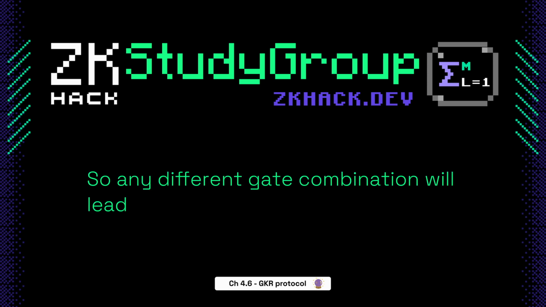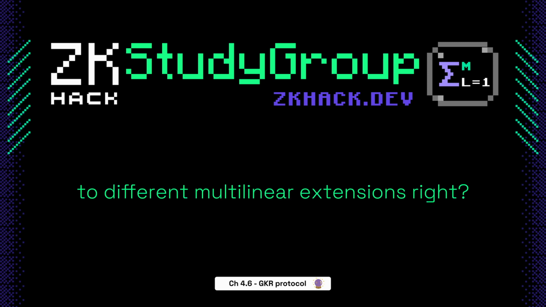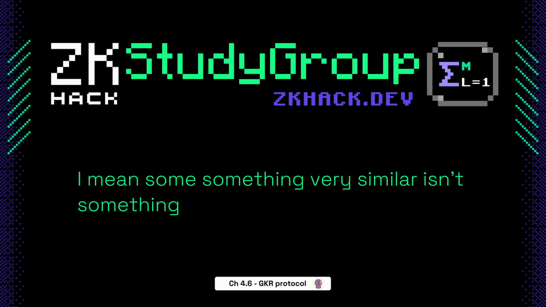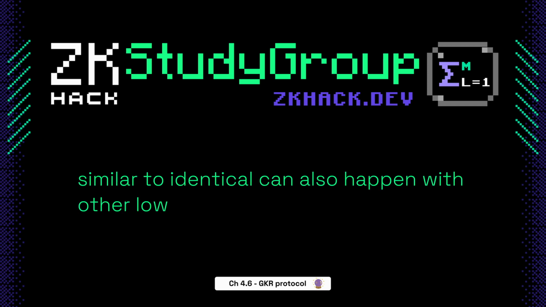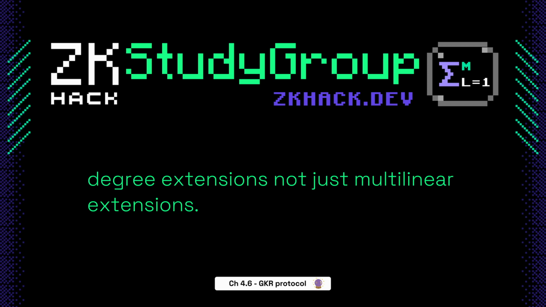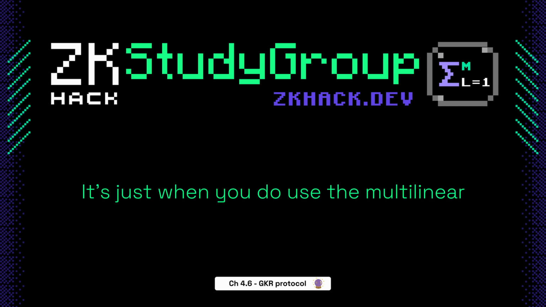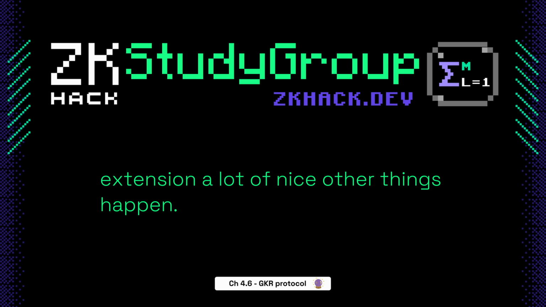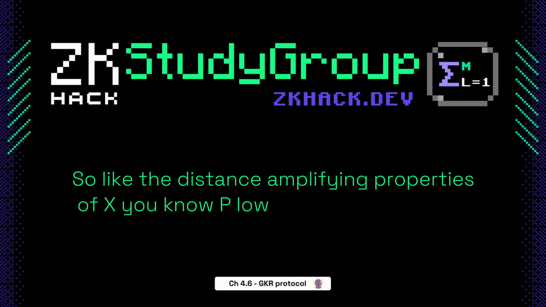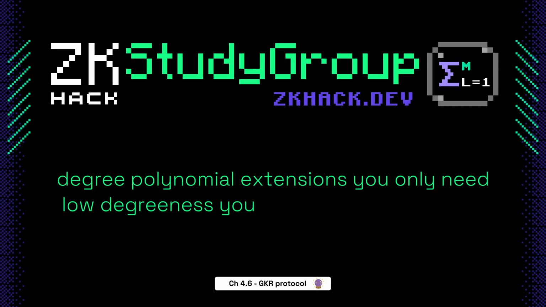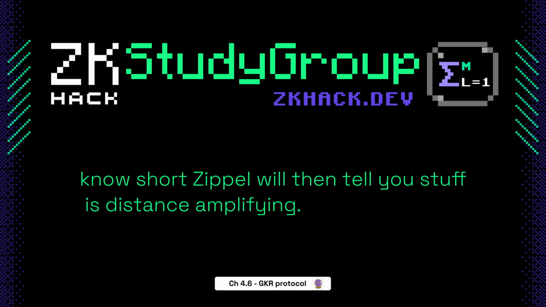So any different gate combination would lead to different multilinear extensions, right? That is correct. Something similar can also happen with other low degree extensions, not just multilinear extensions. It's just that when you do use the multilinear extension, a lot of other nice things happen. Like the distance amplifying properties of low degree polynomial extensions, where you only need low degreeness. Schwartz-Zippel will then tell you stuff is distance amplifying.